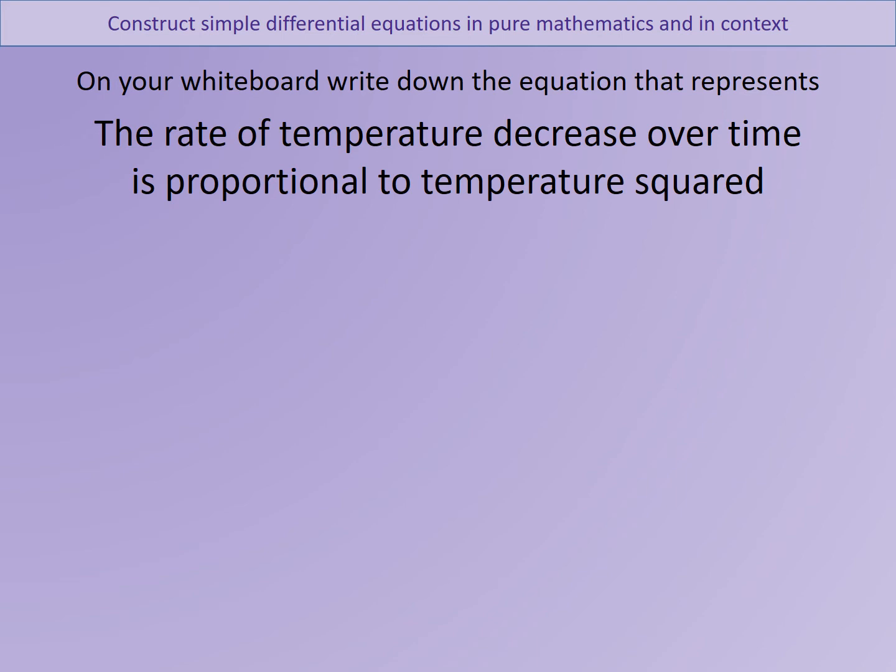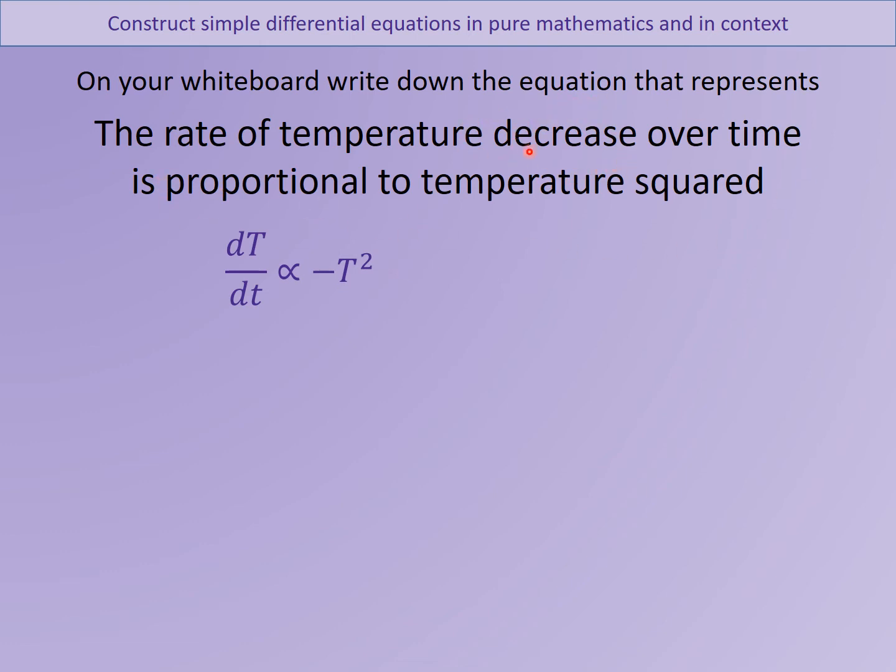Okay, so I'm reading the rate of temperature decrease over time. So that's a change in temperature over change in time. So temperature, I'm going to have as capital T. T is the temperature and lowercase t for time. So the change in temperature over the change in time is proportional to the temperature squared. So there we go. But what other key word is important in here?